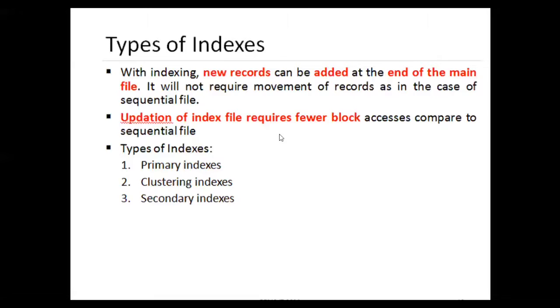So basically, what are the types of indexing? Indexing is a way to optimize the performance of the database. It is a way to access the record in such a way that the accessing method is logical and faster. So what are the types of indexing? First one is primary indexing, next clustering indexing, and last one is secondary indexing.